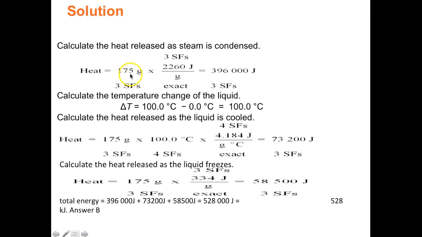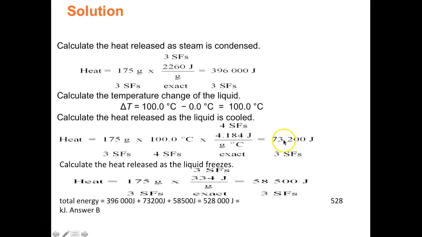So the first step is converting all of the steam into liquid water. So 175 times the 2260, and you get 396,000 joules. Okay, the temperature change was 100, and so 175 times 100 times 4.184, and you get 73,200 joules. And then the final step was taking all of that liquid water and converting it into ice. So times 334, and that gives you 58,500 joules.